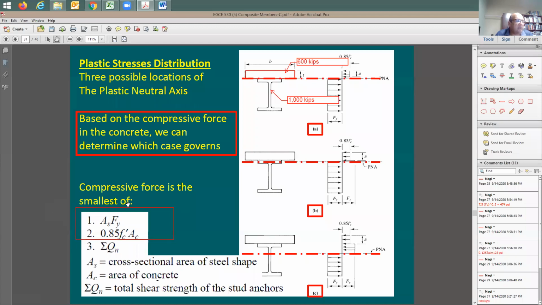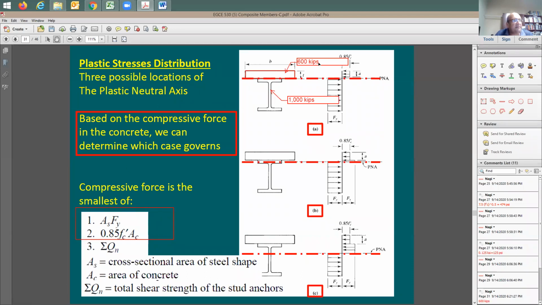It's going to be the smallest of either As times Fy, like in the first case, when this equals 600 and the compression of the concrete was equal to 1,000 kips, or like these numbers, in this case, what I'm showing here is going to be the lowest of 600 versus 1,000. In this case, I'm going to be taking here the 600 kips. I said, okay. And then it says here, summation of Qn. What is this Qn? Something that we didn't talk about.